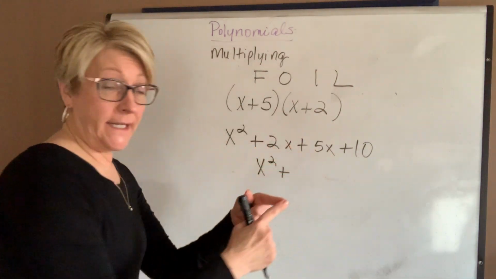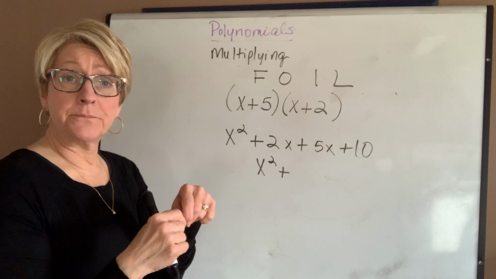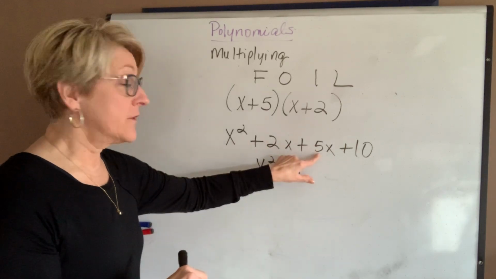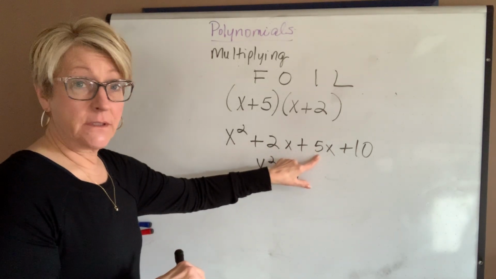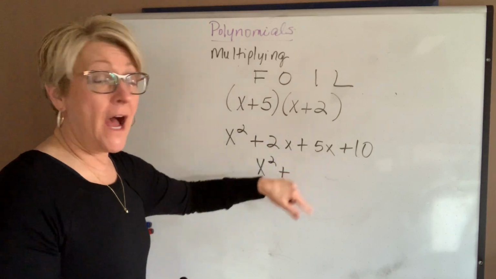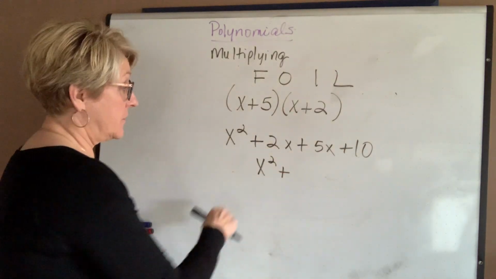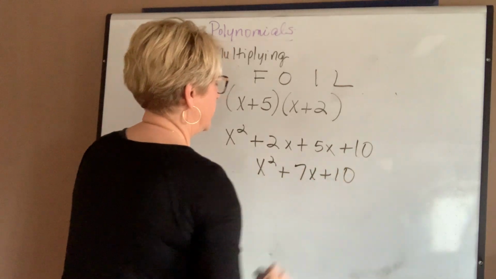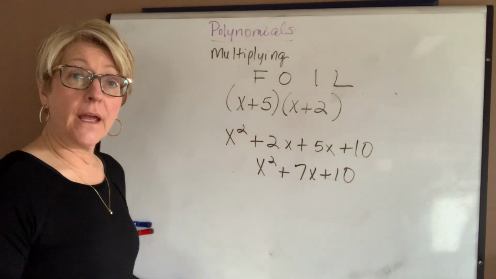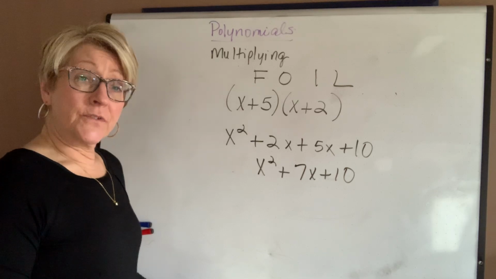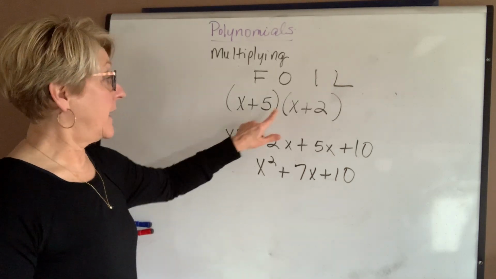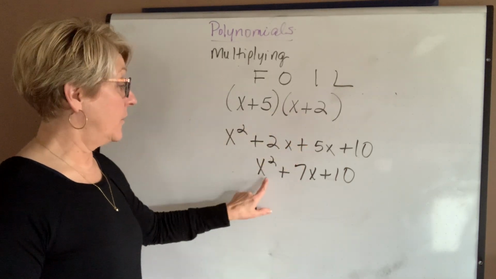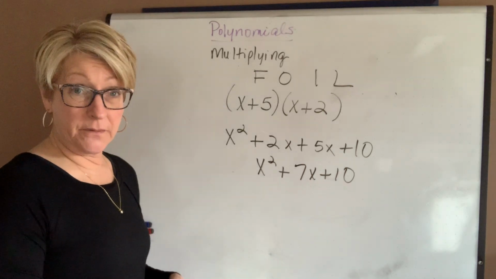Remember, when we're combining, what do we do? We add or subtract our coefficients. We do not do anything with exponents. So 2x plus 5x is just 7x. Okay. Almost always, when we multiply a binomial times a binomial, we're going to get a trinomial.